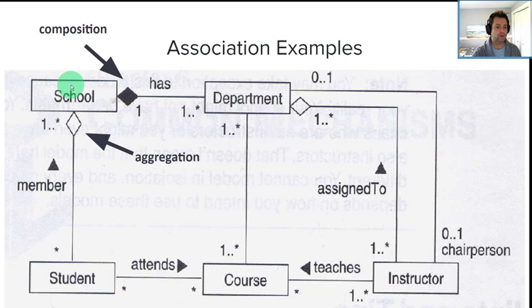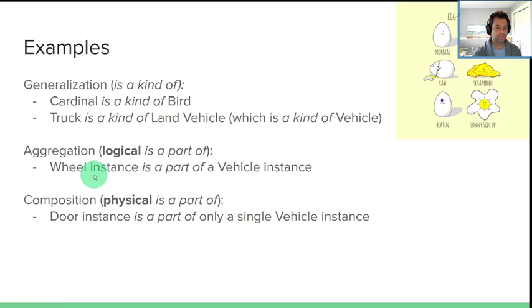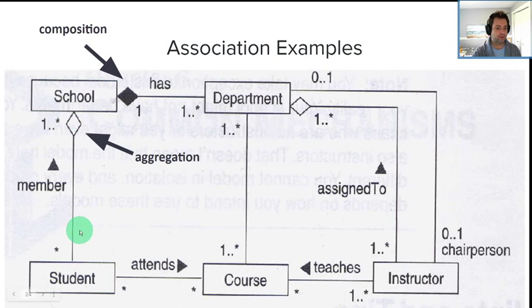So if we have a school class and it's composed of multiple departments, we have to call department.destroy when we call school.destroy. Aggregation, we don't. The classes are in charge of themselves. They can live on in memory forever.